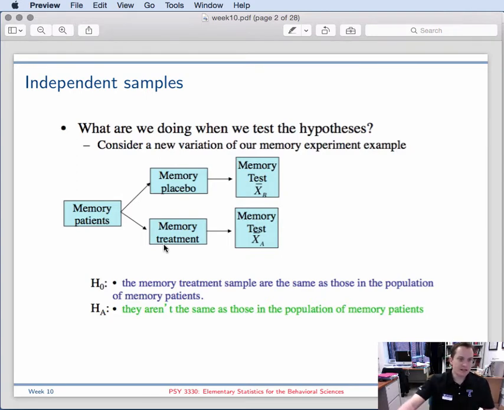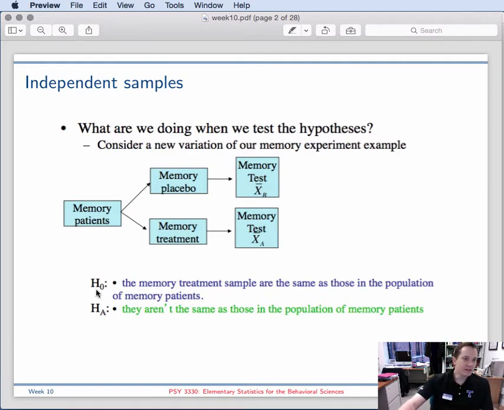So in a sense, what you now have is what's called a between subjects design, where you have your patients going, half of them going into one group. This one group gets the memory treatment, and the other half goes into the other group, which gets a treatment that's not really going to have an effect. It's just a placebo. Then you give both of them a memory test, and the question is, are these memory test scores different? That is, is there an effect of this treatment as compared between these two independent groups?